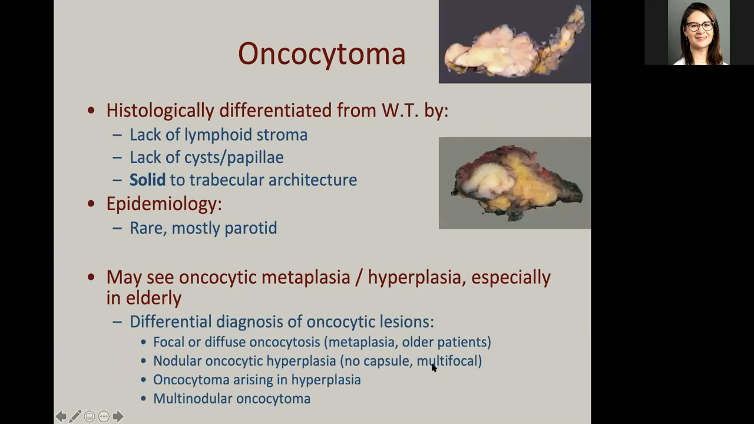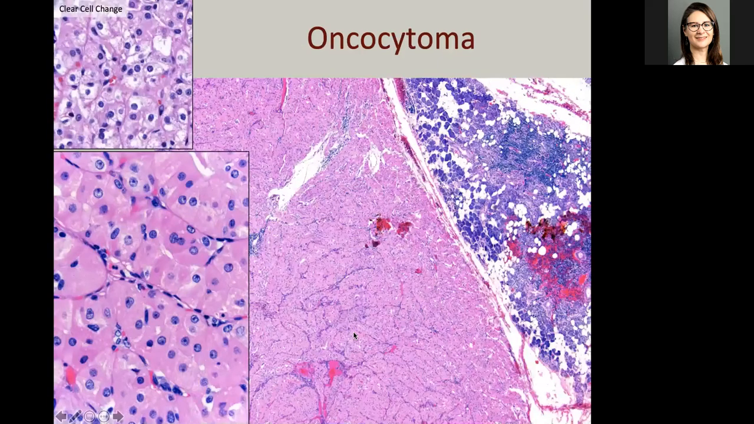Okay. All right. So how is oncocytoma different from Warthin tumor? They both contain oncocytic cells. So basically the lack of lymphoid stroma, the lack of a cystic architecture, and the presence of a more solid to trabecular architecture. So here's what an oncocytoma looks like instead.